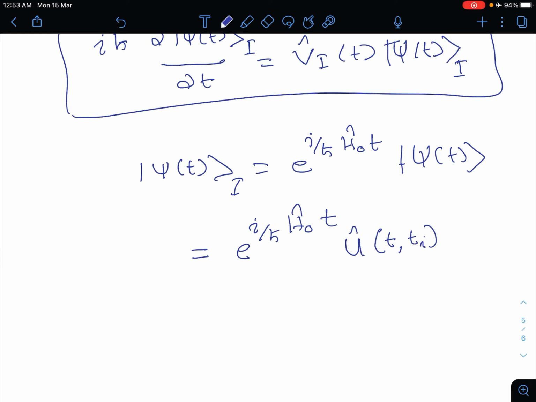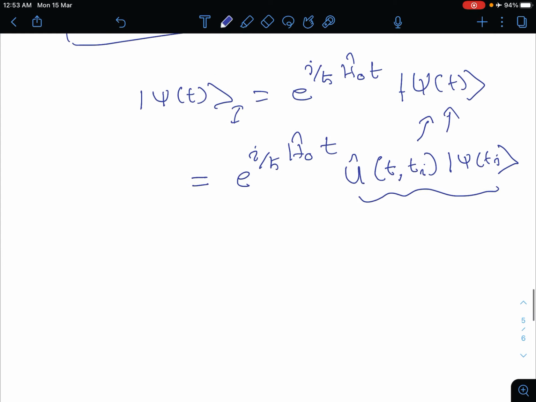So U of t, ti, when it acts on something, gives you psi of t. So t is the final state, so we got psi of t. It starts from ti, so it should be psi of ti. When this acts on it, it gives you this one. So that's very simple.